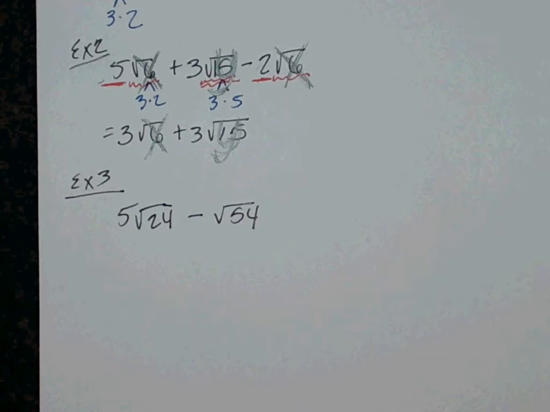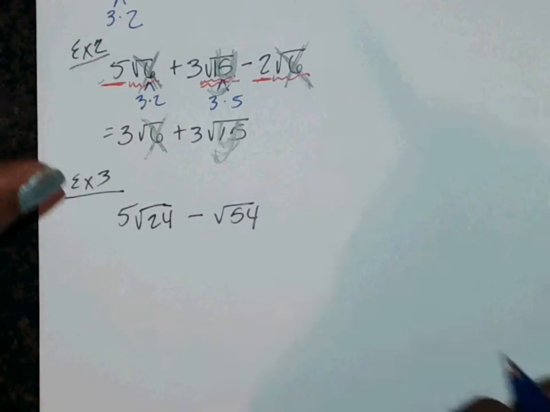First thing you'll do, simplify the radicals. After you simplify the radicals, what you'll do is see if they have the same numbers under the radicals. If they have the same number under the radical, great. Add them, subtract them. If they do not, you leave it be.